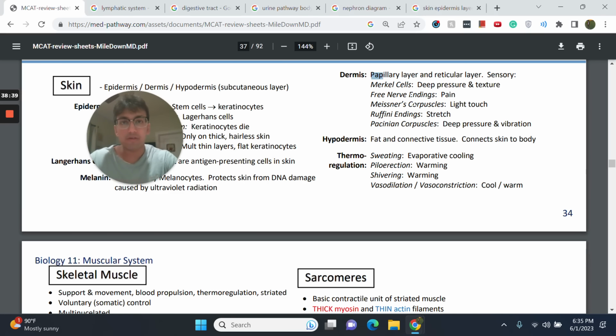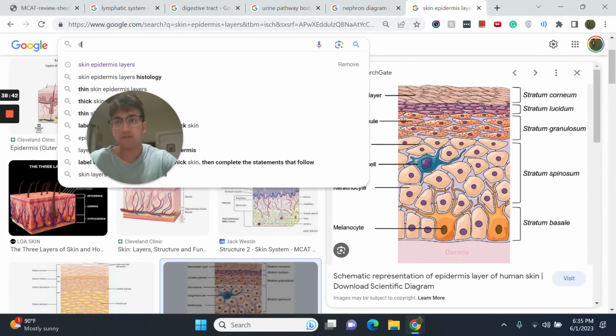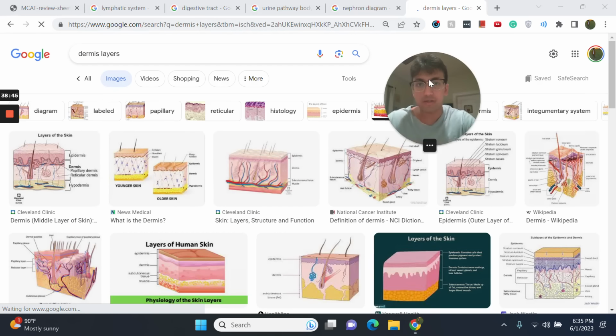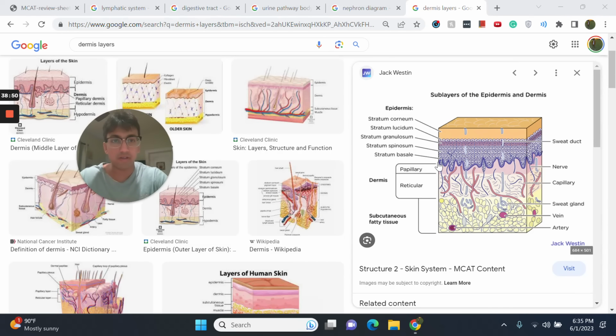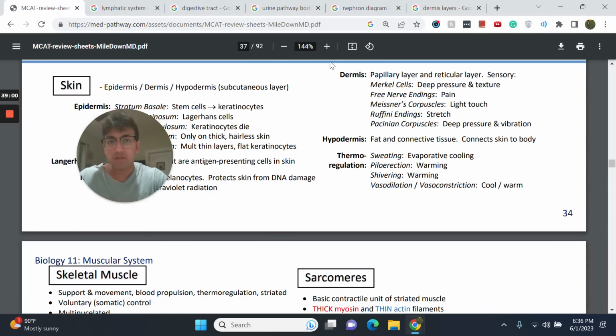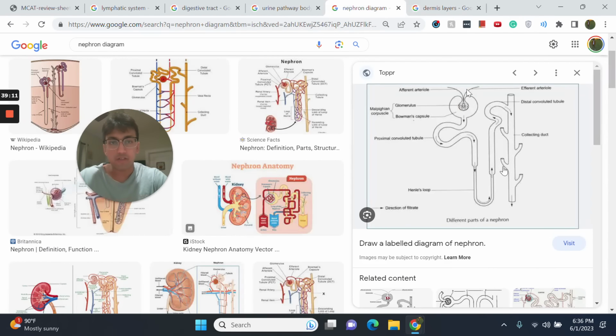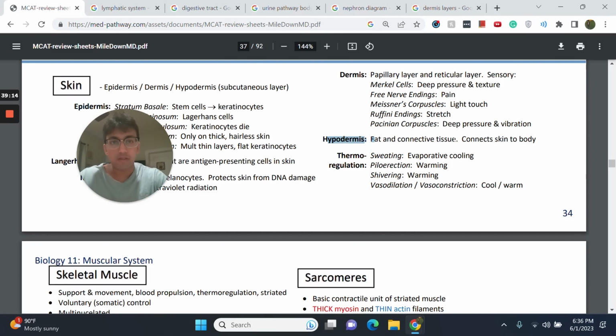The same thing, you should probably know what the dermis layers are, and it's a lot easier if you search up dermis layers. I wish that I did this when I was studying for the MCAT, but looking up images can really help you. So you can see that there's the papillary layer and the reticular layer, and there's the subcutaneous fatty tissue below that, right? And you can see that there's nerves and capillaries over here, so just make sure you memorize this a little bit. It's not too difficult, but it'll help you a lot. And finally, we have thermoregulation. Oh, sorry, hypodermis is what I was talking about, which is this subcutaneous fatty tissue. So you can see that fat and connective tissue connects skin to the body.